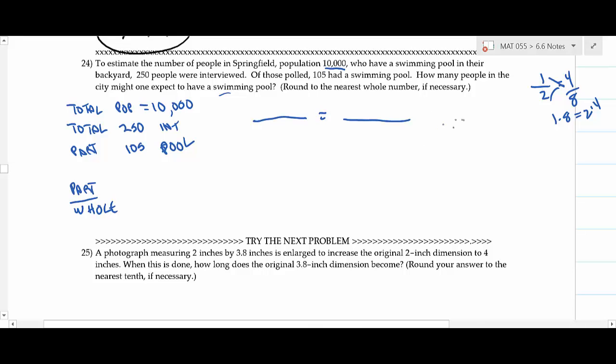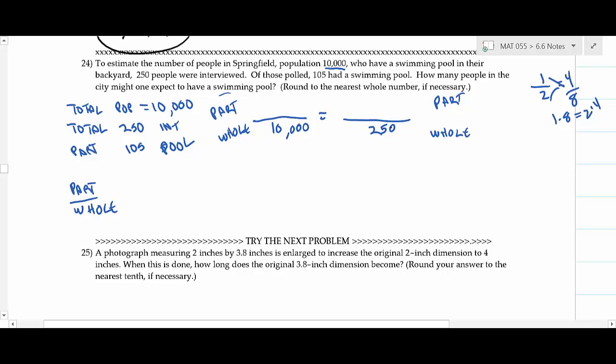So what we're going to do is put the whole on the bottom and the part on the top. I'm making that decision. You can do it backwards too, putting the whole on top and the part on the bottom, but you want to be consistent. Once you make your decision, you put it together like that. Let's look at what the totals are. The totals would be the whole. So you could put the 10,000 there, or on the other side, and then the total people interviewed would be 250.